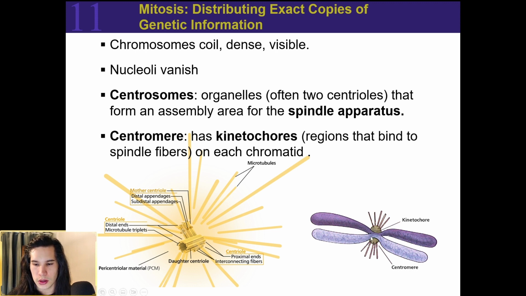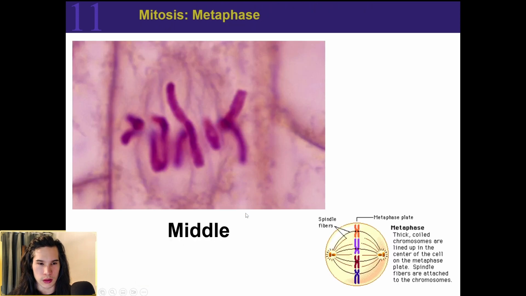Now those centromeres each have regions called kinetochores. Kinetochores are regions that will eventually bind to those spindle fibers, and those spindle fibers are what conduct or orchestrate the mitotic process. They're going to push and pull on different organelles and your various chromosomes and pull them to one side or another by shortening in length.